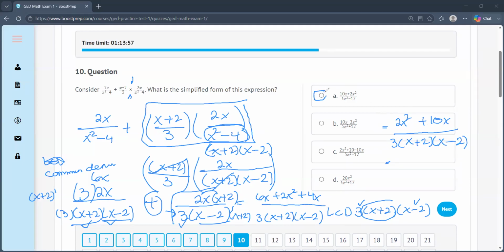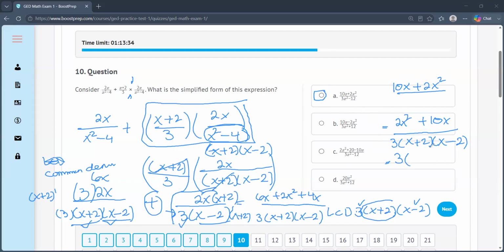So what I think they did was, did you know that 2x squared plus 10x can be arranged? They didn't put it in descending order. It's also the same thing as 10x plus 2x squared. And then on the bottom, why isn't our bottom 3 parentheses x plus 2, x minus 2? Yes. They just cleaned it up. So they factored it or foiled it.